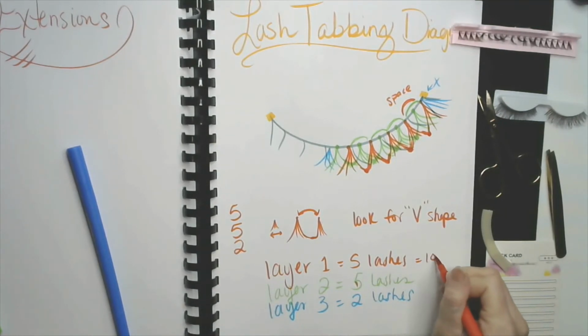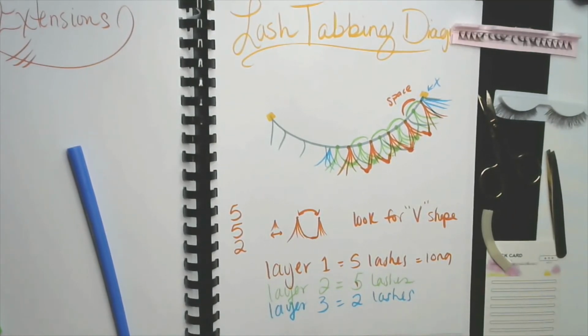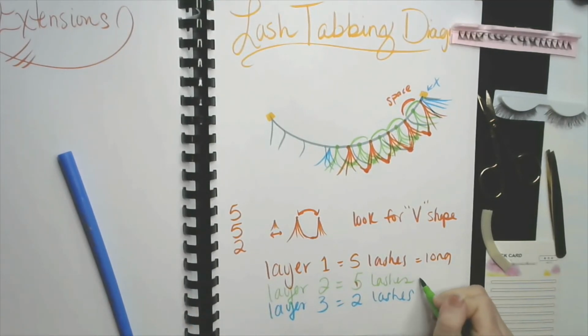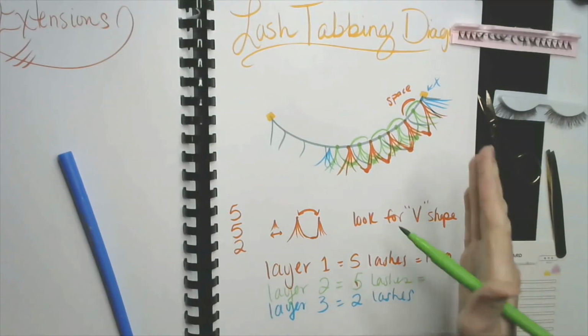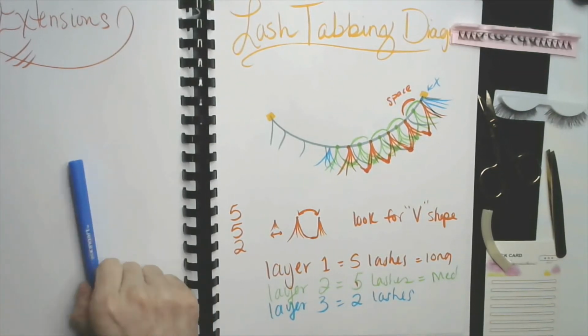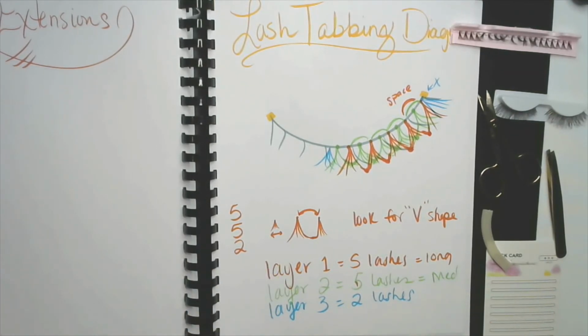So you can do long lashes. They also have extra long, but those are really long to be too natural looking. You have to put a lot, but okay, so if that's what your client wants or the look you're going for, that's fine. So your first layer can be long, your second layer can be medium, and then your third layer can be short. So that way you have more of a natural look with your lashes.